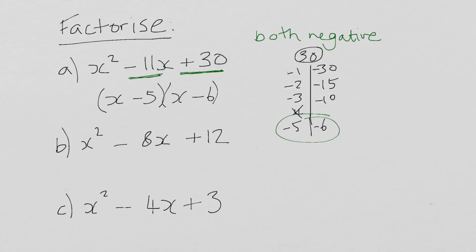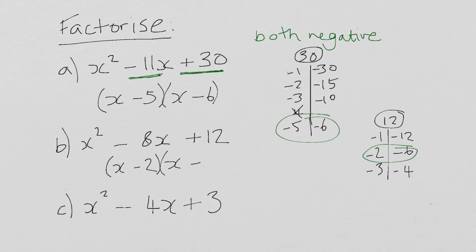And there we have it, that one done. Let's look at the next one. So x squared minus 8x plus 12. Here we want the factors of 12. We've got negative 1 and negative 12, negative 2 and negative 6, negative 3 and negative 4, and then I would just be repeating myself by going back to 4. Which of these factor pairs would add up to give me minus 8? It's going to be these ones here. So I'll have x minus 2 multiplied by x minus 6.